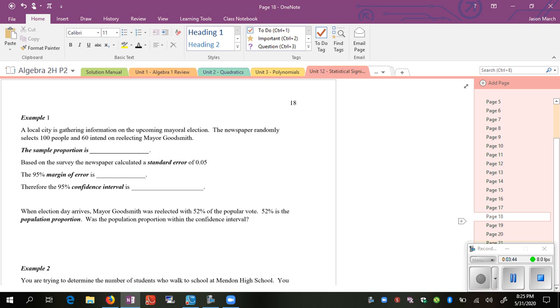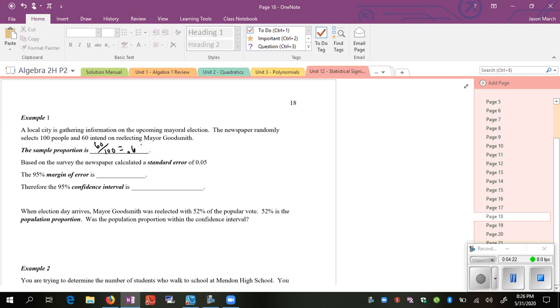A local city is gathering information on the upcoming mayoral election. The newspaper randomly selects 100 people and 60 intend on re-electing Mayor Goodsmith. So the sample proportion is 60 out of 100, which as a decimal equals 0.6. Based on the survey, the newspaper calculated a standard error of 0.05. Now there is a formula to calculate it, but you will not need to know it. For now, you will either be given the standard error directly stated, or you'll have to find it from a simulation.